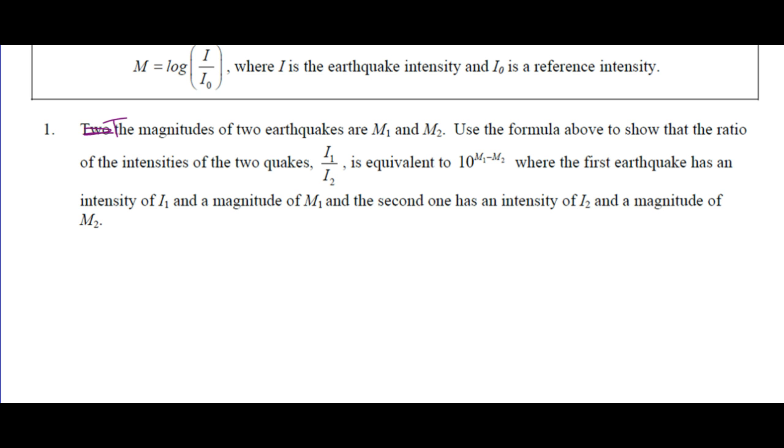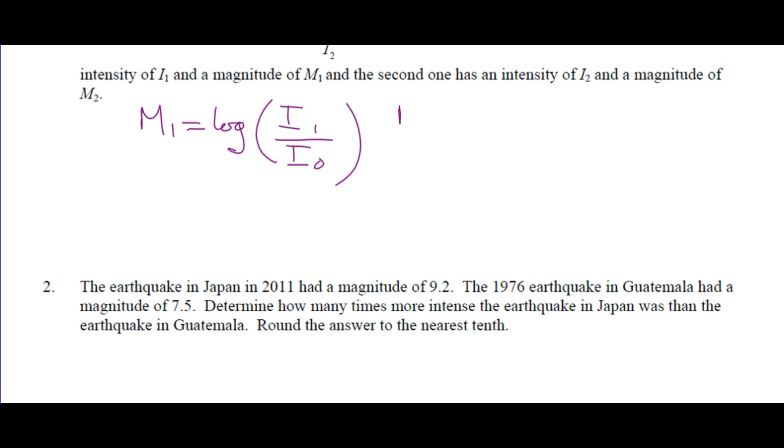So we've got a formula. M1 is equal to the log of I1 divided by I naught. And M2, we're just plugging into the formula, right? M2 is the log of I2 divided by I naught. Remember, I naught is the reference intensity, and for every earthquake you take the intensity compared to that. So you divide to get how many times more intense, then you take the log of that.